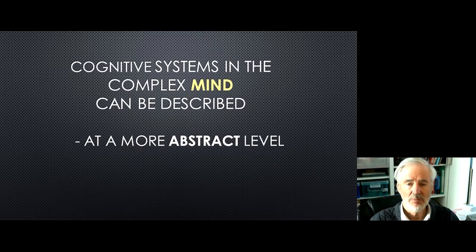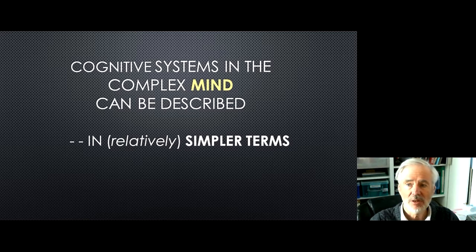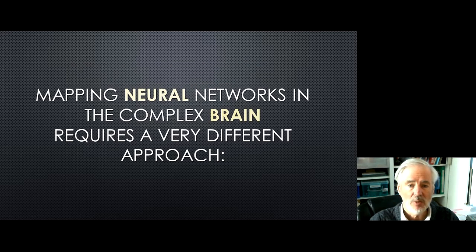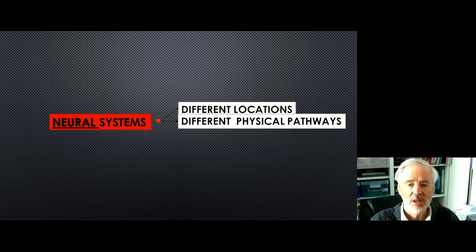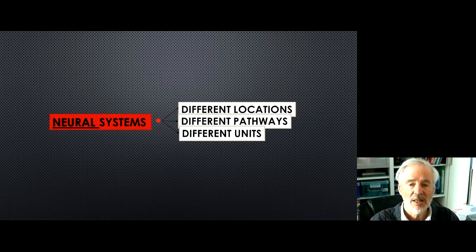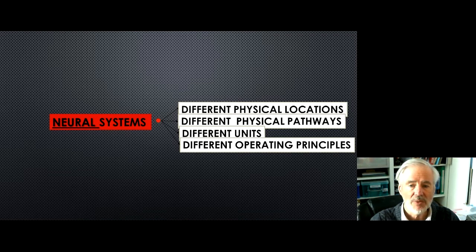Well, both mind and brain are very complex, but if we describe the mind, we are doing it at a more abstract level, and this allows a certain amount of simplification, relatively speaking. Whereas we are looking at neural networks in a complex brain, we need a very different approach. We are, after all, talking about different physical locations, different physical pathways, and we're using different units to describe and explain what we see, and we're looking at different operating principles.